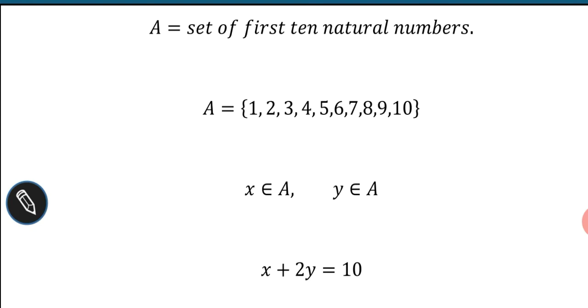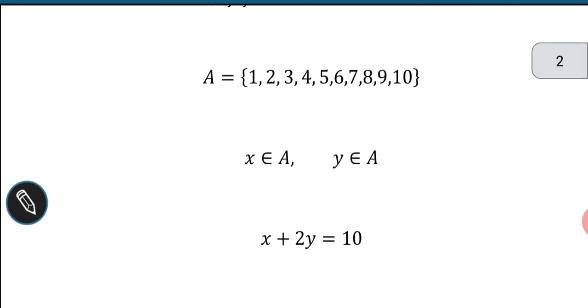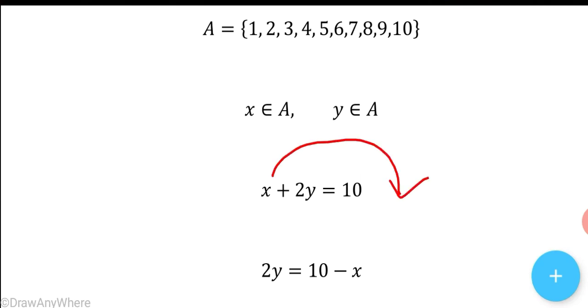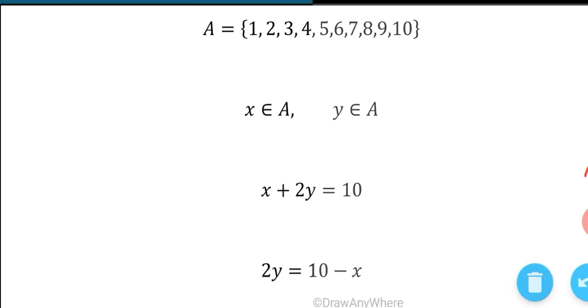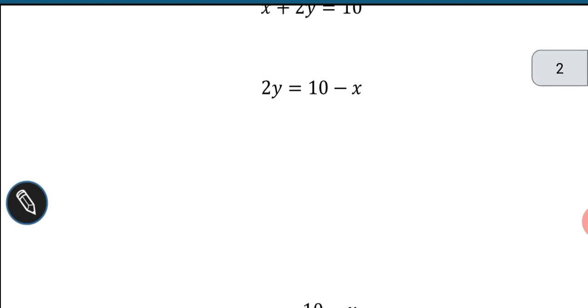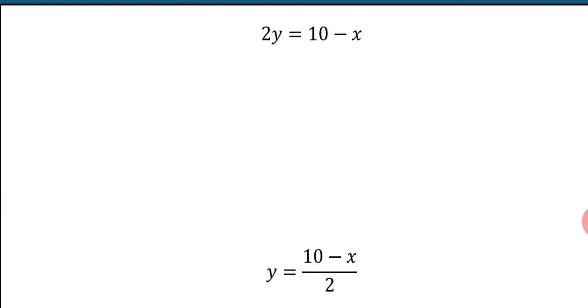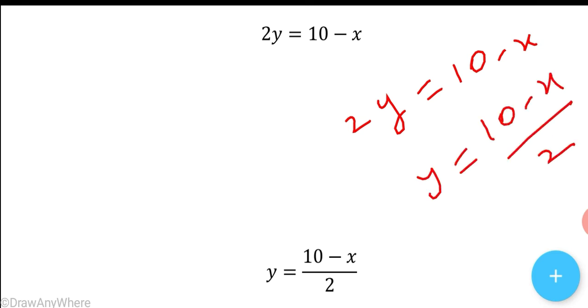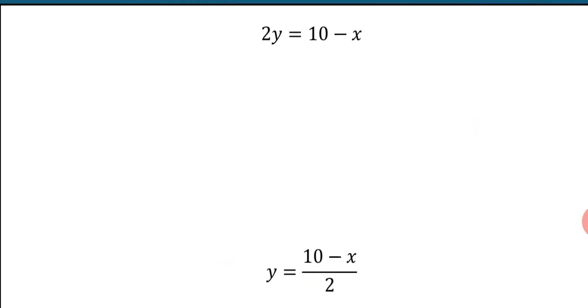Given that x plus 2y is equal to 10, from this equation we can write 2y equal to 10 minus x, moving x to the right side. So y is equal to (10 minus x) divided by 2.